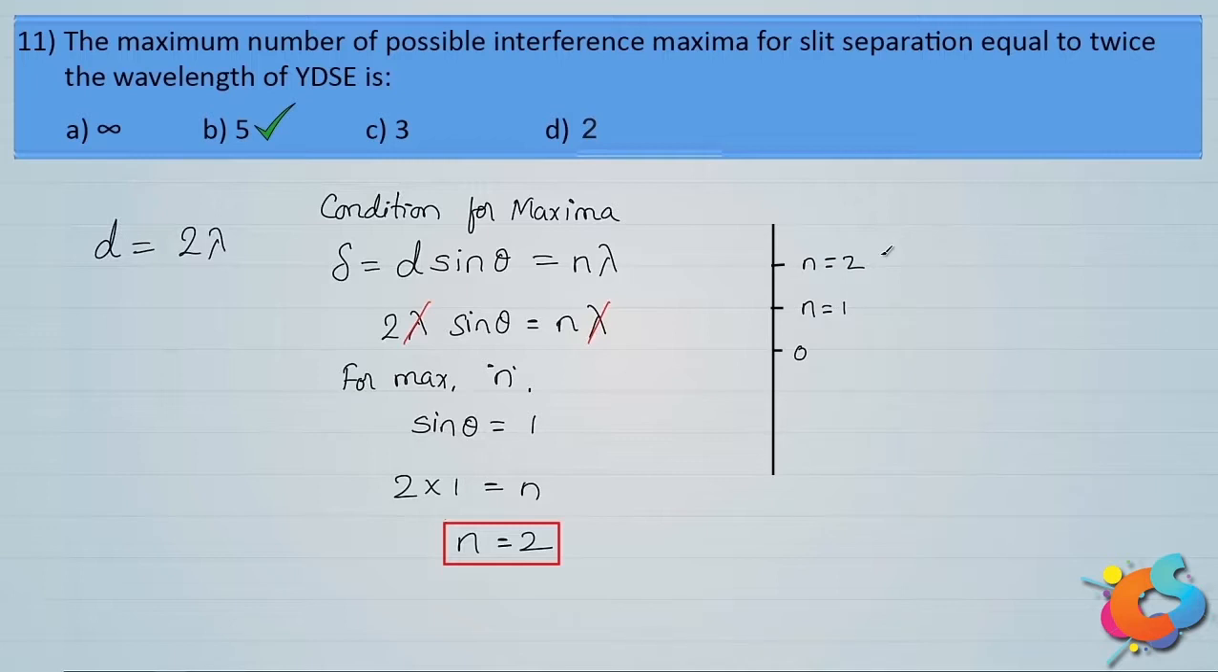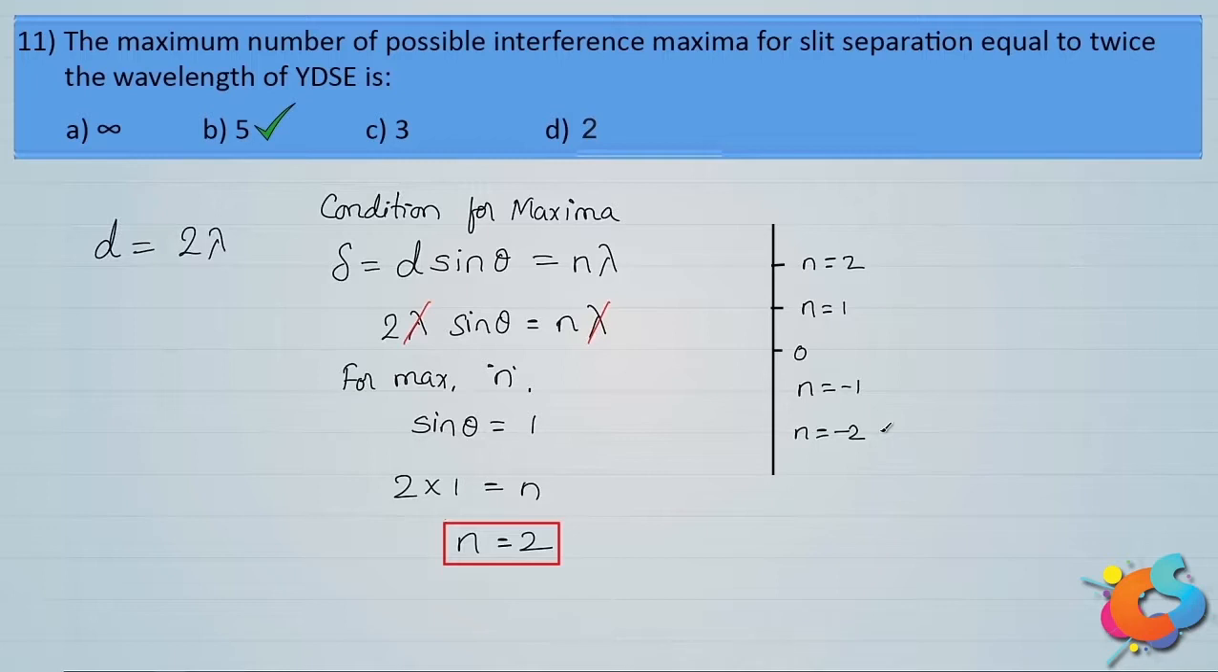Look at the center of the screen, where also a bright fringe should be formed. So again, don't come to a conclusion that there are 3 bright fringes, because on the other side of the central fringe pattern, you have again n is equal to -1 and -2 as well. So that also means that there are 2 bright fringes above the center and 2 bright fringes below the center, along with a central bright fringe. So totally 5 bright fringes are possible for the given condition.